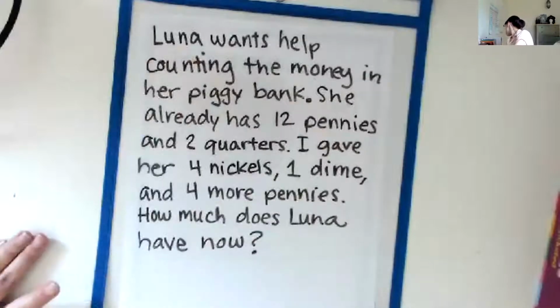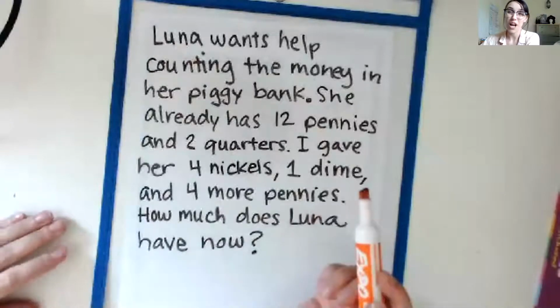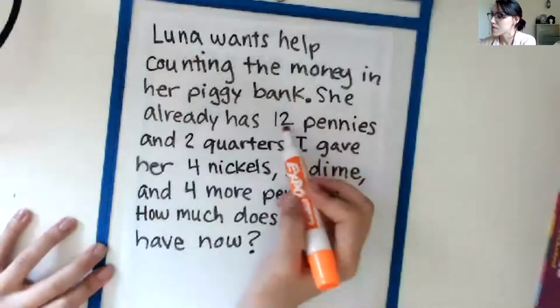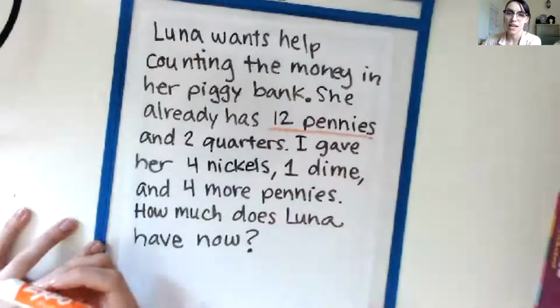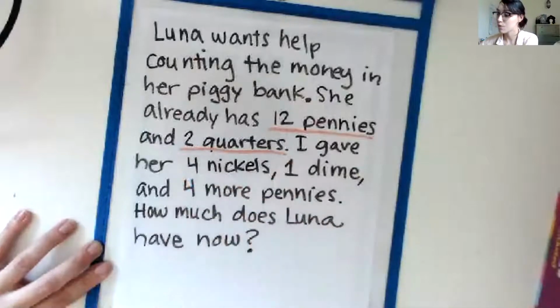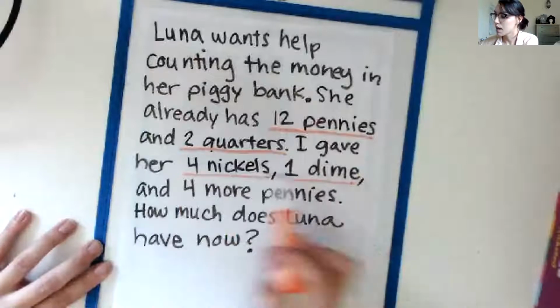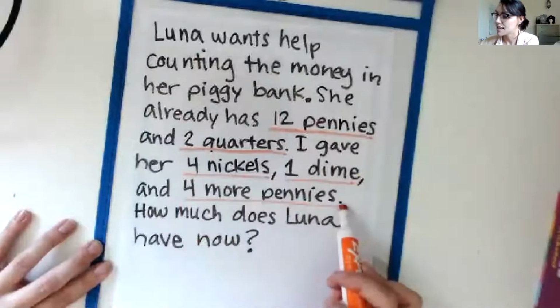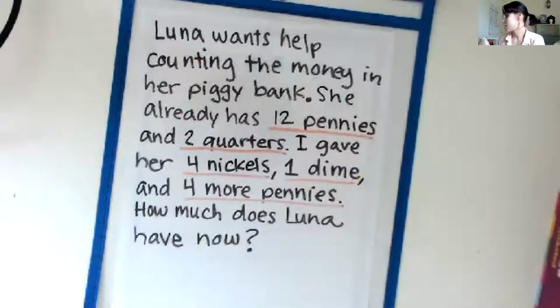Well, we just practiced the R in RDW. We read the problem. We should also underline some of the important things. So she already had 12 pennies in her piggy bank, and she already had 2 quarters. I am going to give her 4 nickels, 1 dime, and 4 more pennies. We have to find out how much money Luna has all together now.